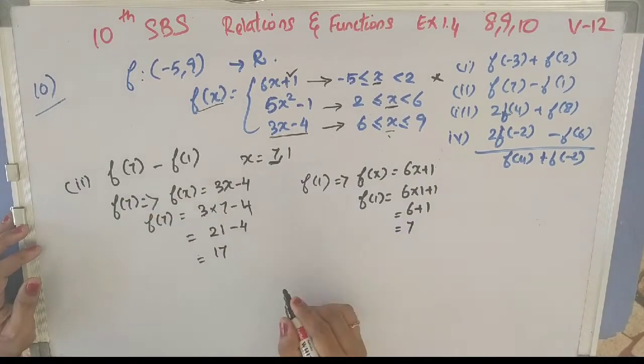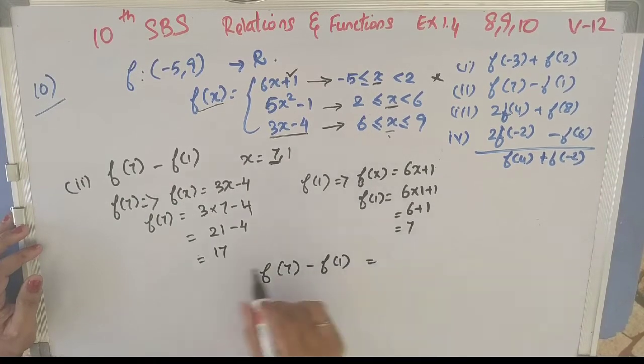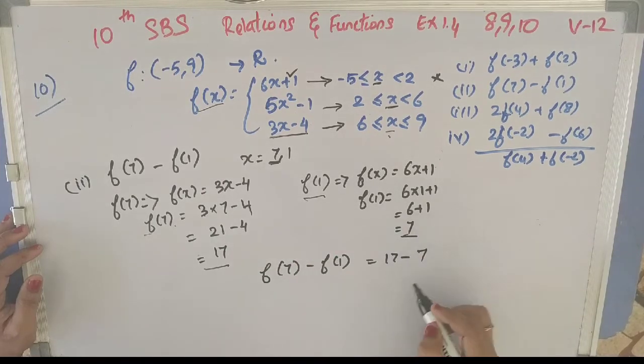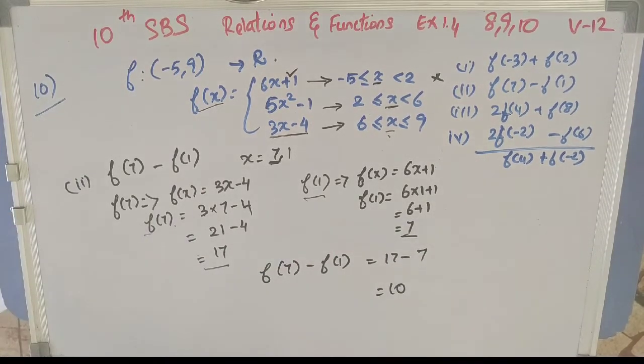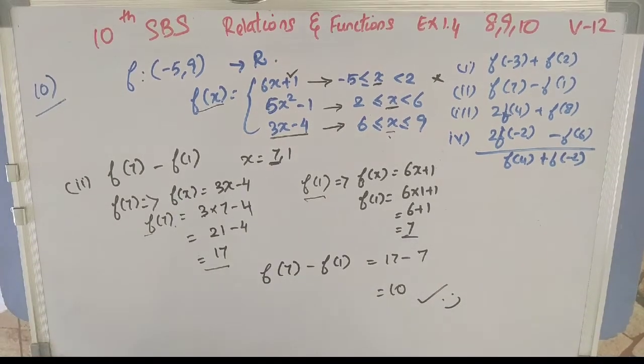What we should do? f of 7 minus f of 1, isn't it? We know f of 7 is 17, minus f of 1 is 7. So 17 minus 7 is 10. So f of 7 minus f of 1 is 10. Are you clear? Now let's go to the next problem.